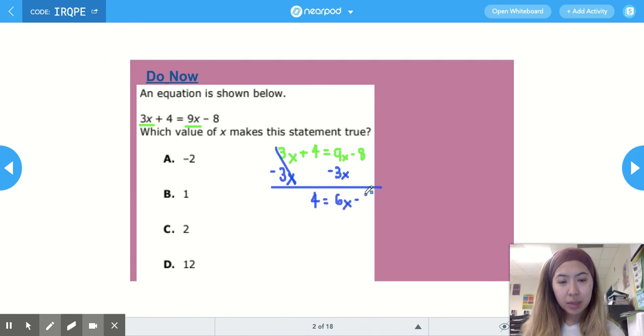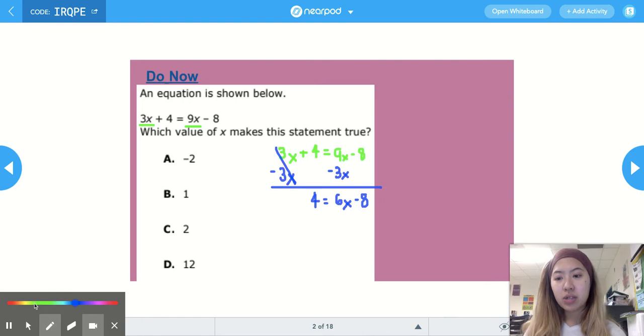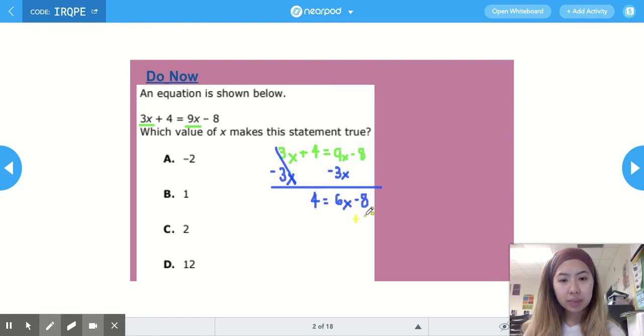8. Now I want to move my constants to the same side. So I move my variables to one side, and I have to move my constants, in this case, -8, to the left side. To do that, the opposite of subtracting by 8 is adding 8. Four plus 8 is 12. So then we have 12 is equal to 6x. Our second zero pair was -8 plus 8.